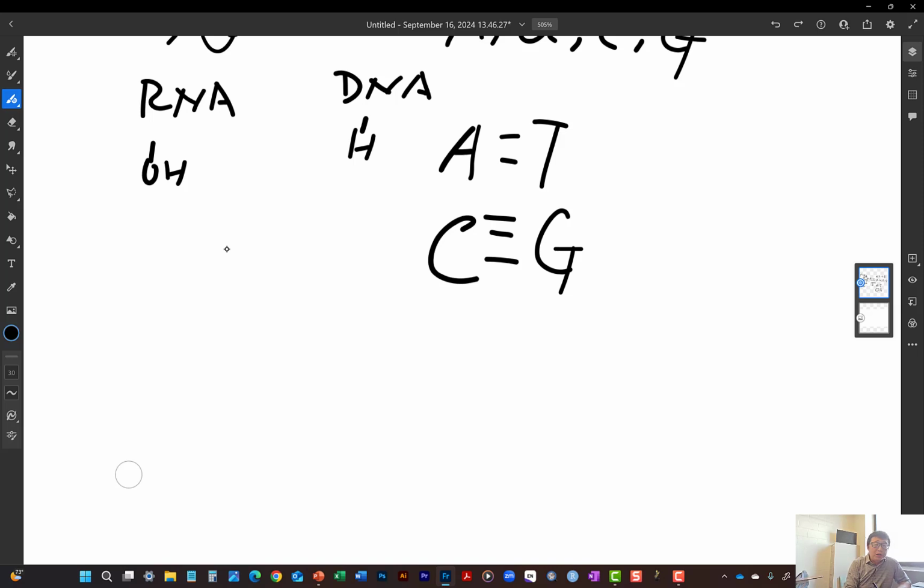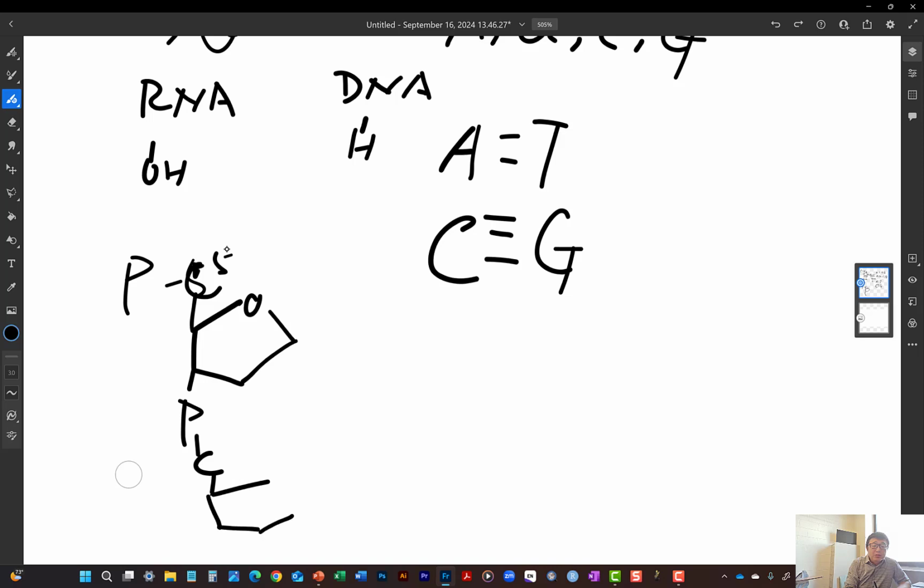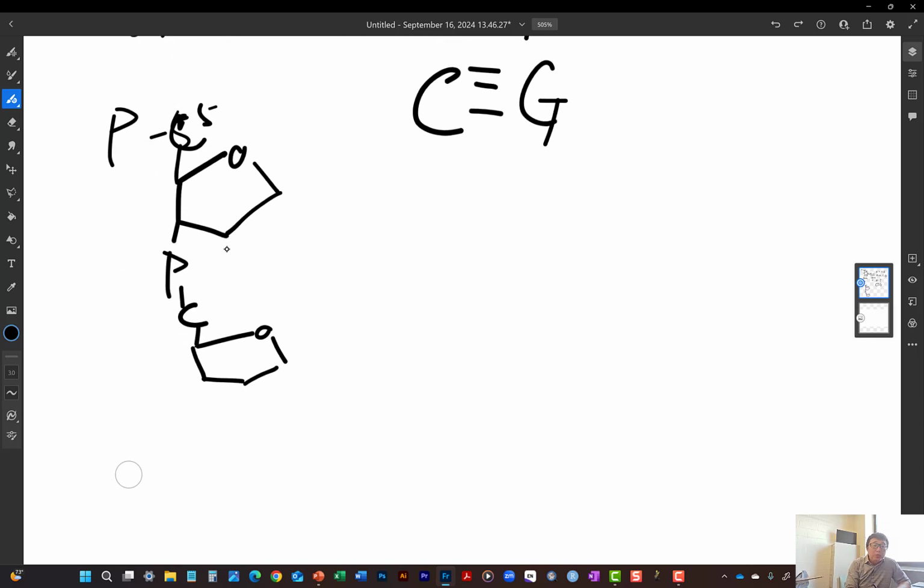Then two nucleotides can join together. How do two nucleotides join? This is the 3 prime, this is the 5 prime carbon, which has the phosphate, and the 3 prime carbon can form a covalent bond with the 5 prime carbon of the next nucleotide. And then you can form this one. Keep going, keep going.